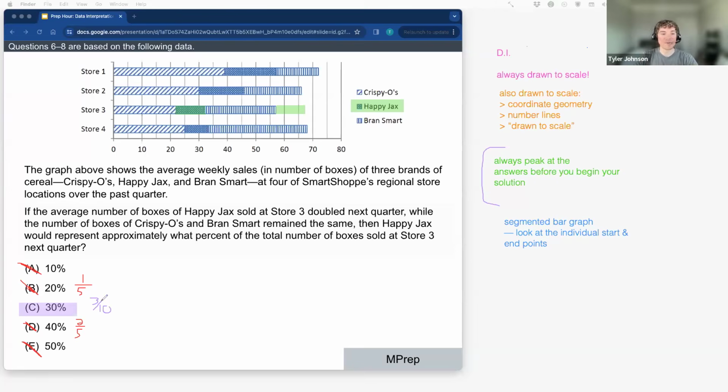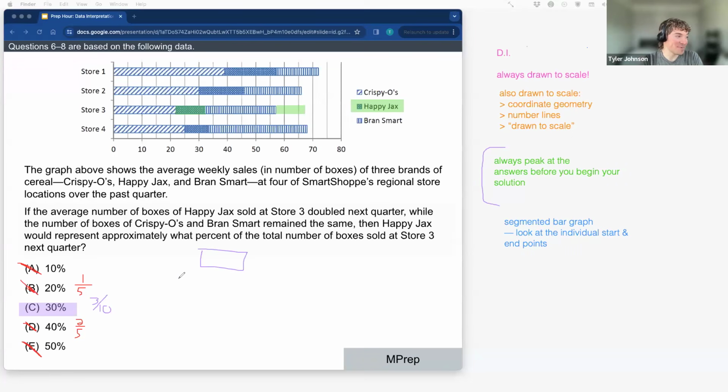Sometimes it helps for me to convert from a percent to a fraction or vice versa. Everyone's a little bit different. If you prefer to think of fractions or decimals or percents, just convert it to whatever's the most comfortable. But for me, it's looking pretty clear that those green chunks are about 3/10 of that entire bar there.